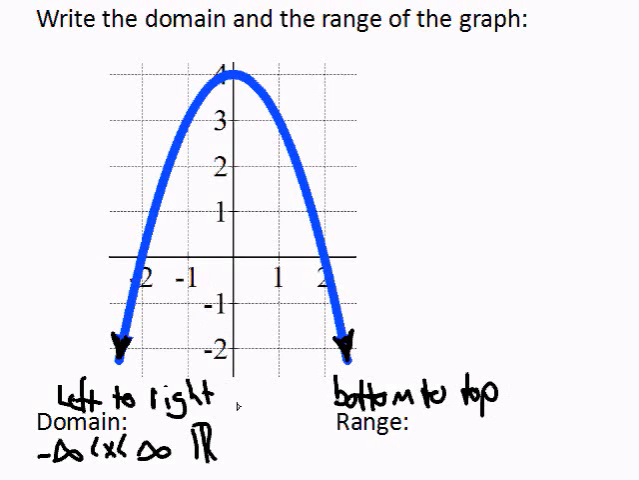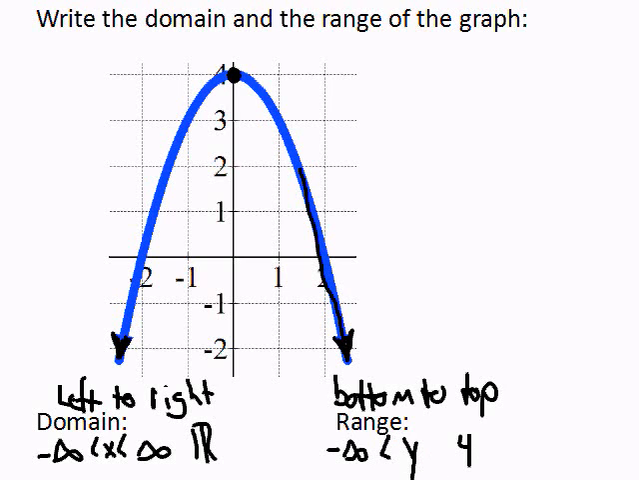How far down does the graph go? You follow the blue line down. It goes down, down, down forever. So your range goes from negative infinity all the way up to positive 4. Positive 4 is the highest point on the graph. And those are your y values.